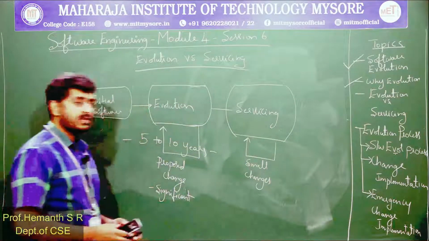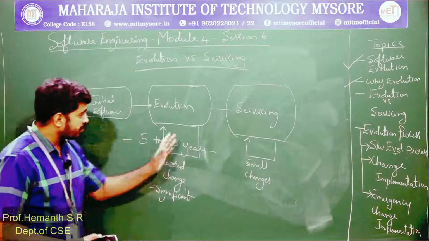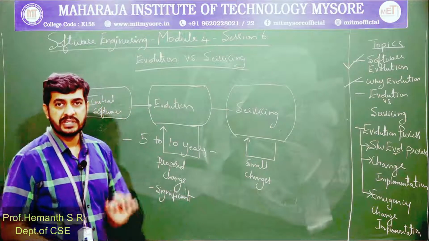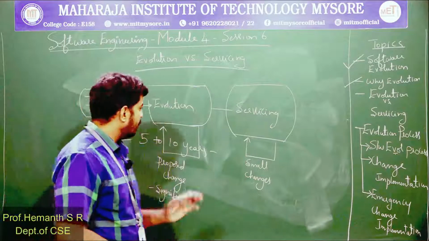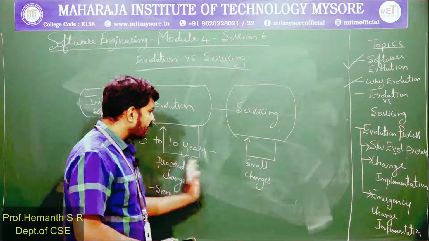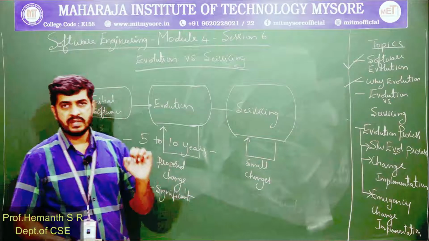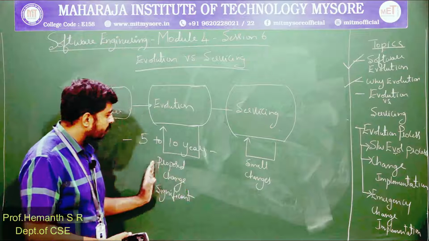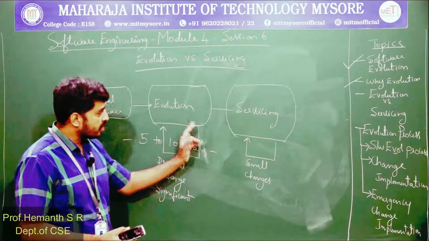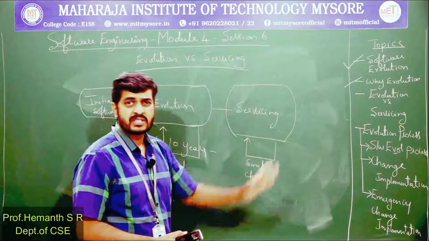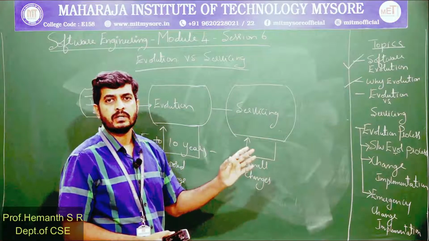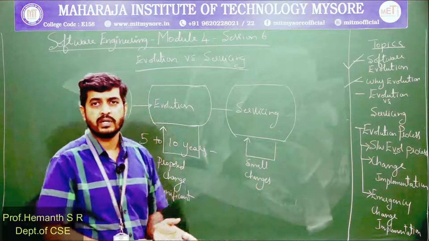So the difference between evolution and servicing is, evolution is because of a significant, complex, major change in the software, and because of these major changes over a period of time, the structure of the software is degraded, and you cannot go with further major changes. At that point of time, your software has entered into the servicing stage, where only small minor changes will be incorporated so that we can continue using the software.